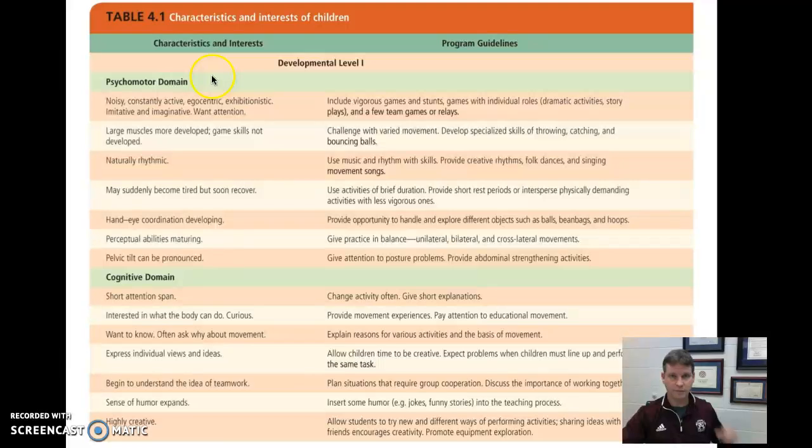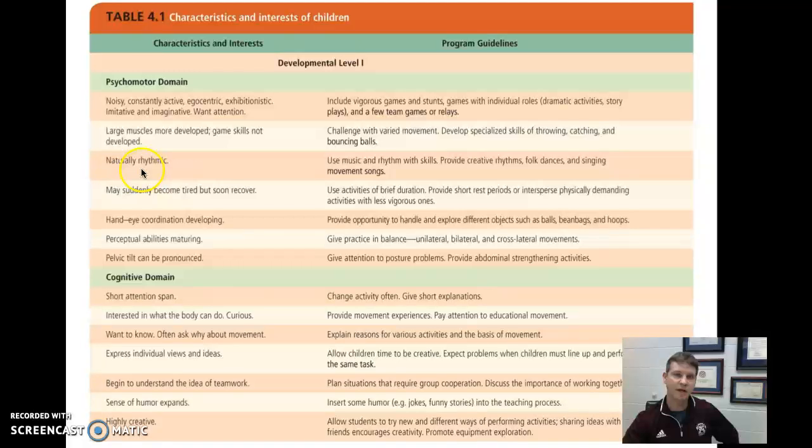So the psychomotor domain, this is their movement. What are the students like? What are their characteristics and interests? They're noisy, they're constantly active, they're egocentric, they want attention. So what do I need to do? Well, I need to have guidelines. I need to include vigorous games with stunts, games with individual roles, dramatic activities, stories, plays, and some team games or relays, right? So based on their characteristics, this is what I would do.